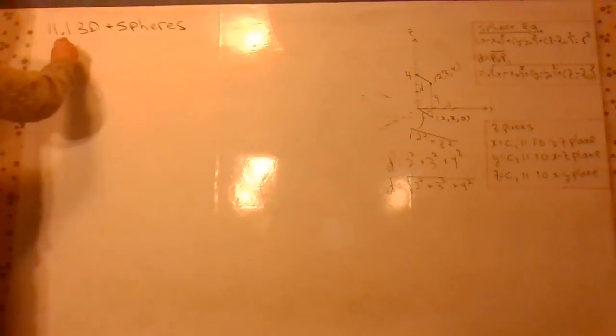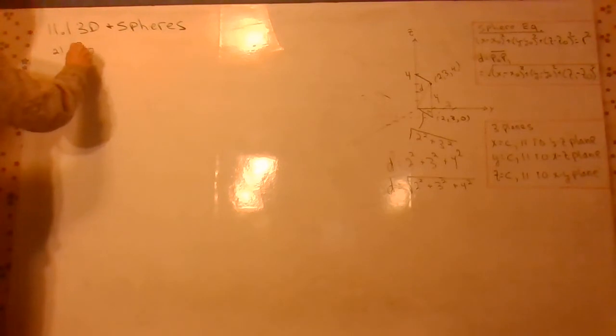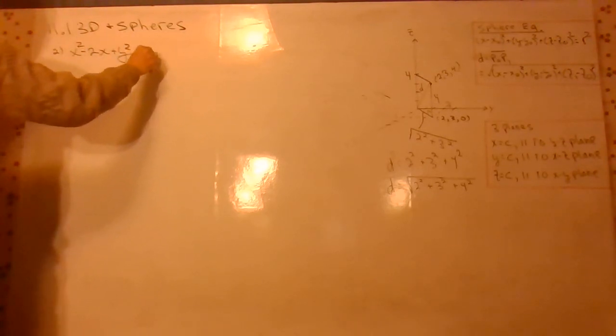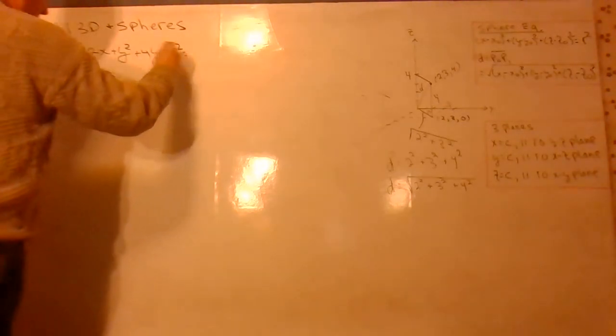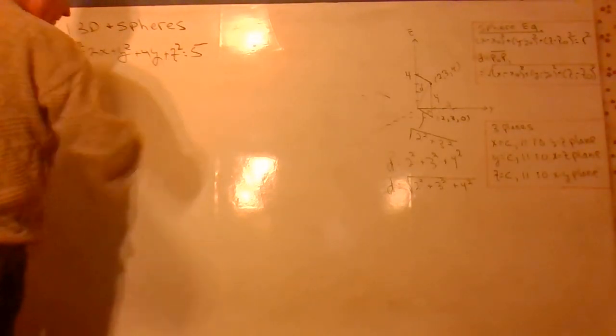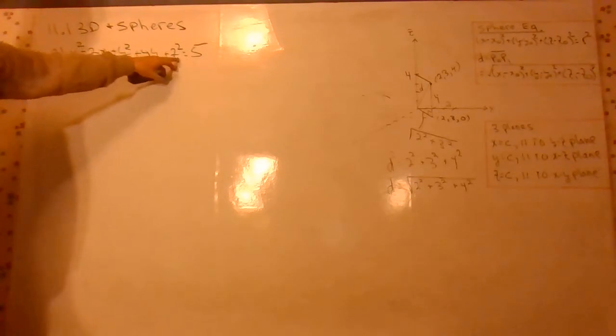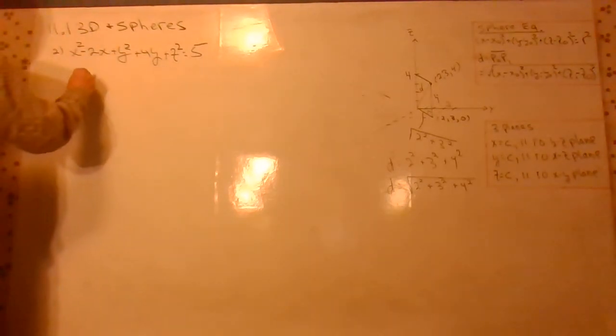Problem number 2, let's suppose we have x squared minus 2x plus y squared plus 4y plus z squared equals 5. And this is a sphere equation. As long as we have 1x squared, 1y squared, 1z squared, it's definitely a sphere. It's not anything else. And the question is, what's the center and radius?